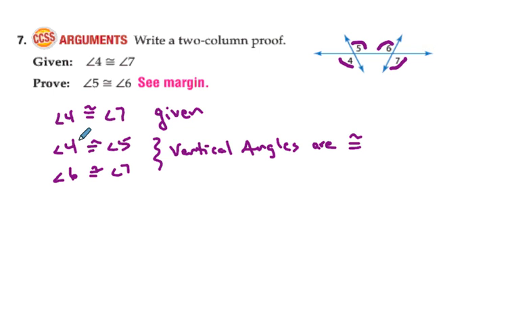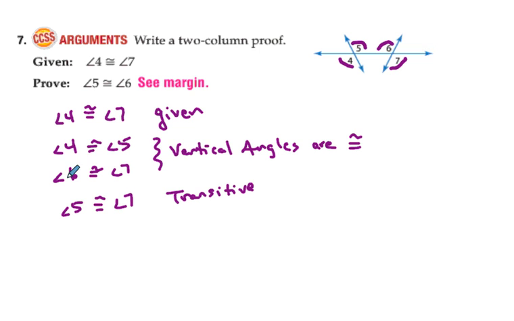And then let's see. 4 is congruent to 7, 4 is congruent to 5. That means 5 is congruent to 7. That's transitive, because I'm comparing 3 things there. Let me just slow that down. So 4 is congruent to 7, and 4 is congruent to 5. That means 7 and 5 are congruent.